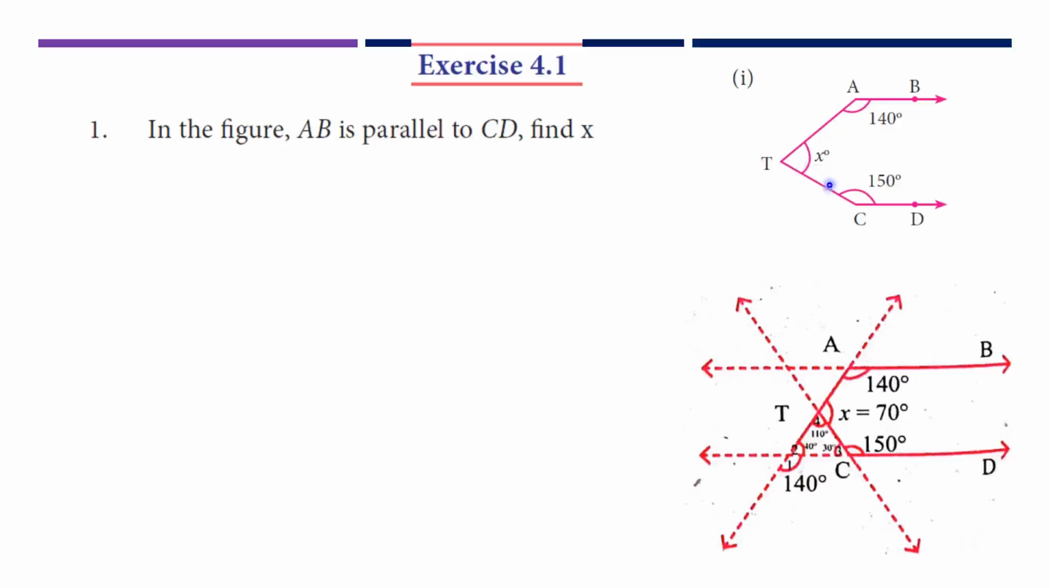Before that, we are going to modify the diagram. You have to extend the AB line to this side like this. Similarly, you have to extend the CD line this side. So we will get the parallel lines, AB and CD as parallel lines, and you have to consider this AT line as the transversal. Similarly, you have to extend that CT transversal like this. Okay, those two are the intersecting lines. These two are the parallel lines.